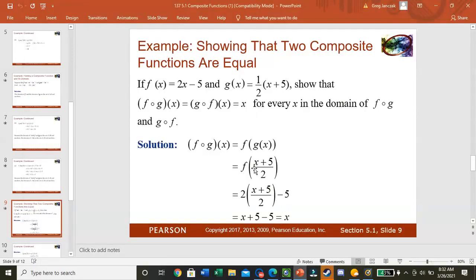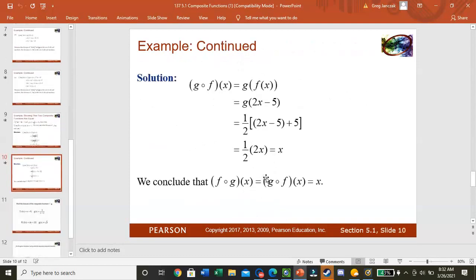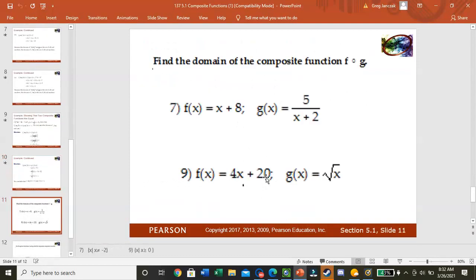All right, so you see how that works. They did it a little bit different. They put the 2 underneath. Yeah, it's the same. The algebraic process is the same. Okay. All right. So let's look at these problems here.